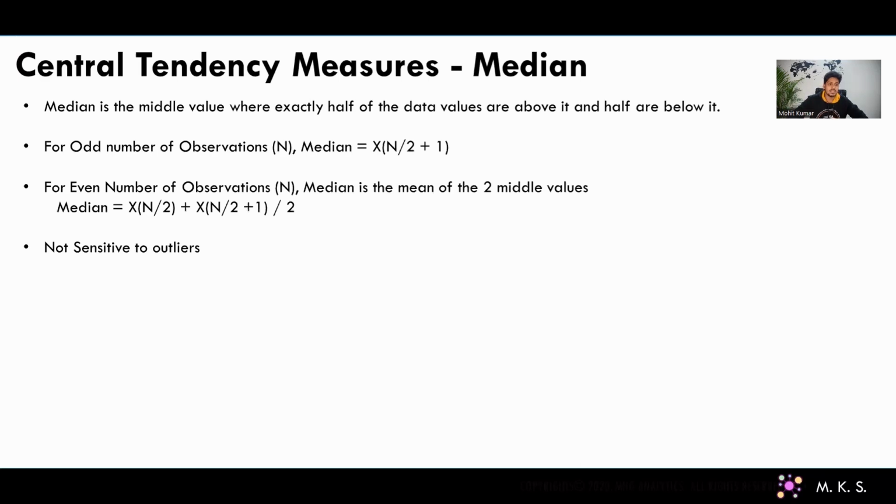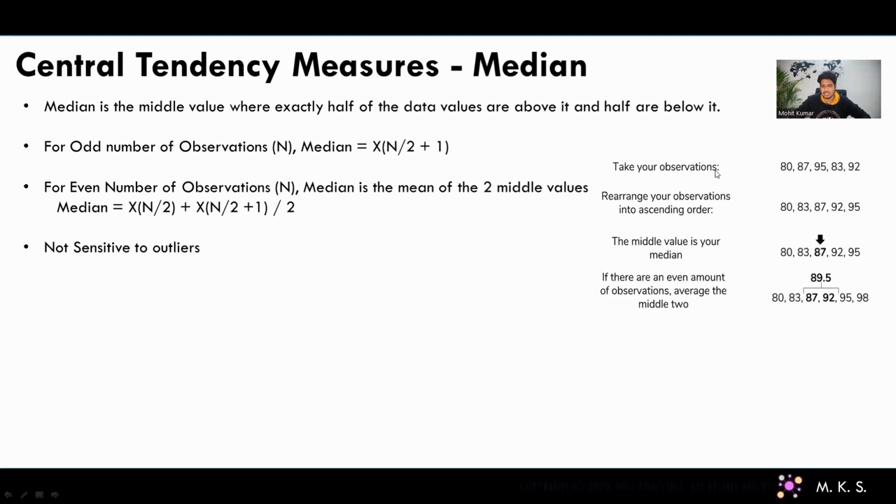Let's see that. So now median, as we know, guys, is the central value, or the middle value, where exactly half of the data values are above and below it. Right? So now how do we calculate it? Let's move to that part first. Let's say we have this data. Simple example: we will take 80, 87, 95, 83 and 92. What we will do, guys, if we have this data, is first of all rearrange the data in ascending order. Okay. So now we just rearranged the data in ascending order.